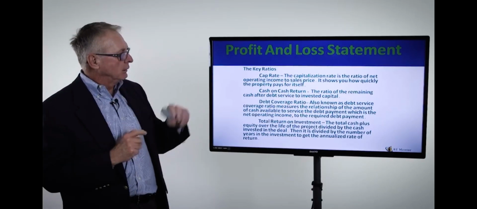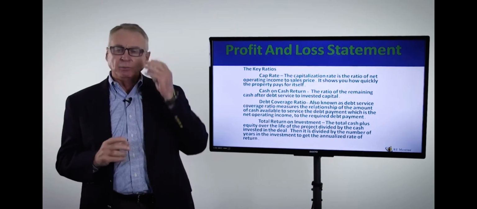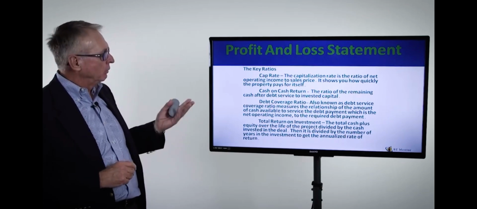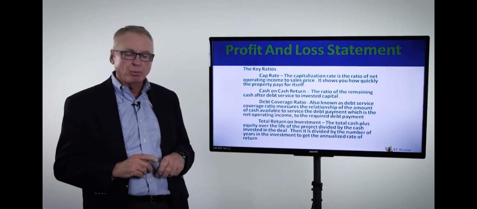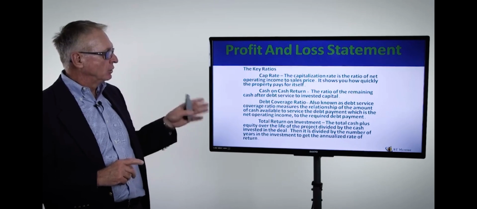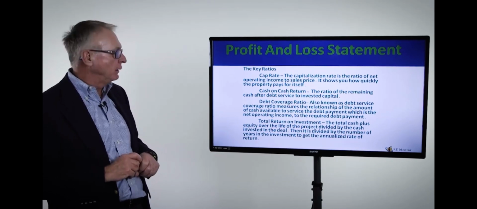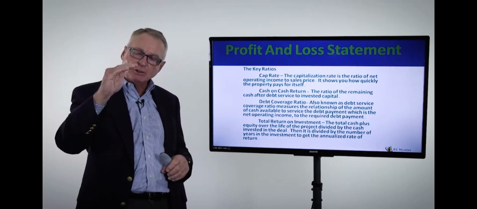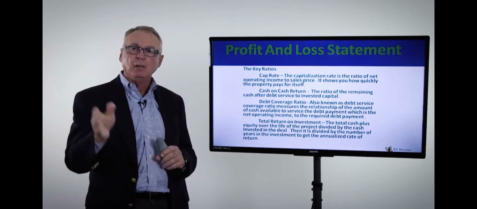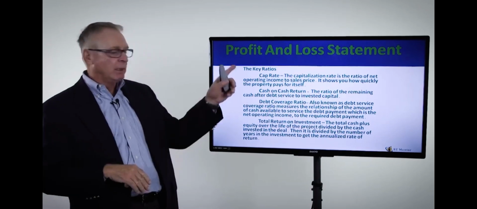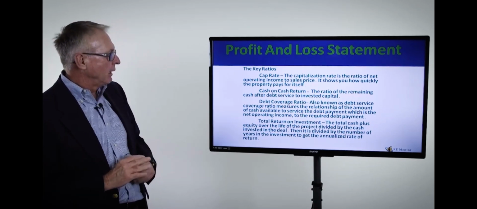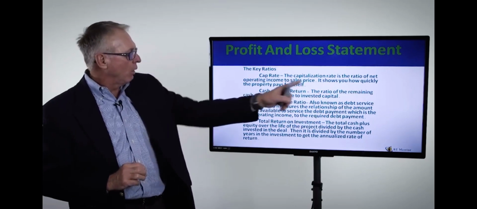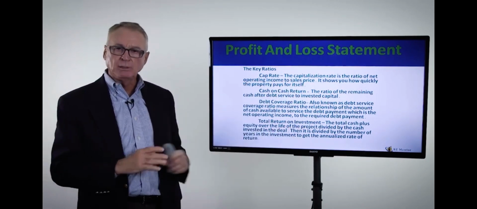The first one is called the cap rate, and sometimes it's referred to as the capitalization rate, but many of us use the short version and just call it the cap rate. The capitalization rate is the ratio of the net operating income to the sales price. So remember, income minus expenses gives us our net operating income. You take the net operating income, divide it by the purchase price, and this capitalization rate shows you how quickly the property pays for itself.